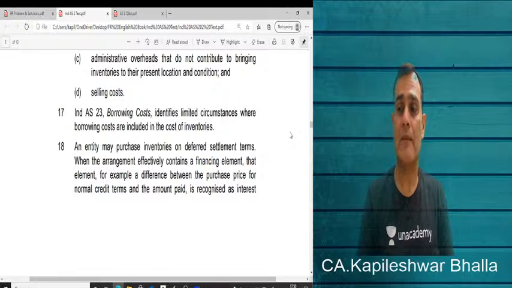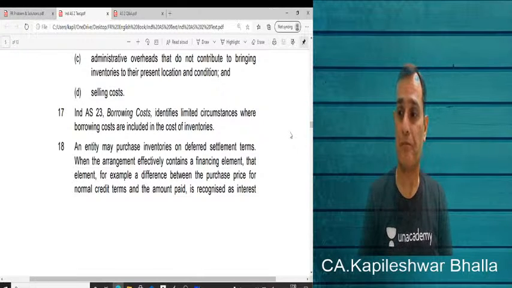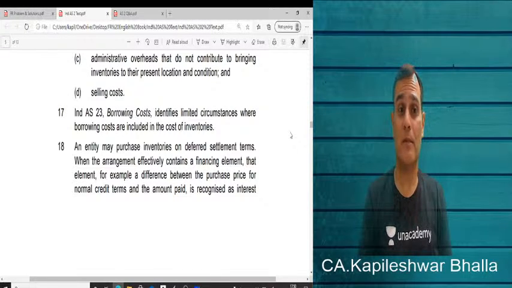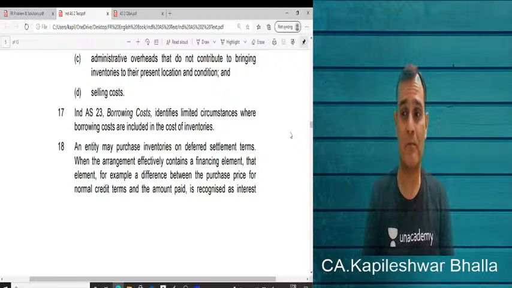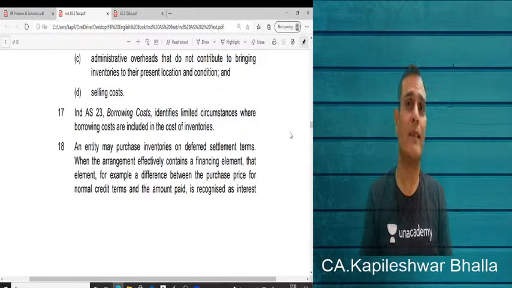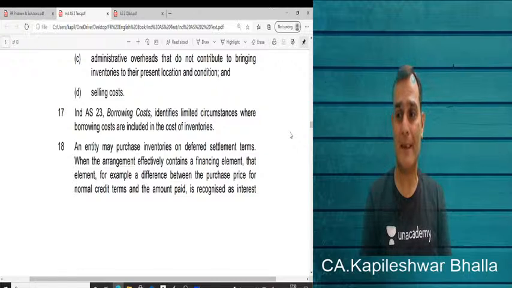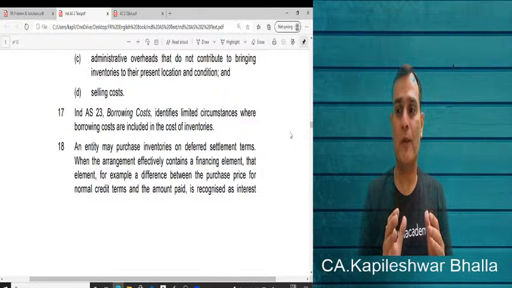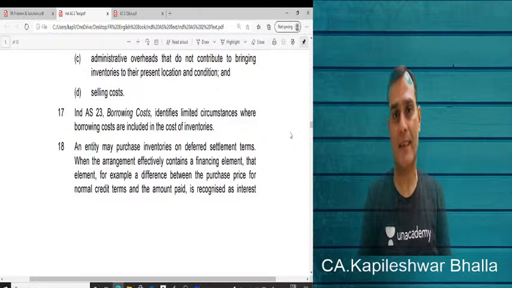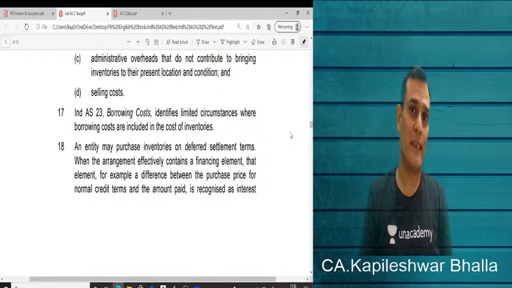Trust me, many times when you ask people whether inventory is a qualifying asset, I don't know for what reasons, people sometimes immediately say, no sir, inventory cannot be a qualifying asset. And if you ask them the reason, they say, sir, this is a current asset. How can a current asset be a qualifying asset? So at the first instance, let me clarify that inventory, in spite of the fact that it's a current asset, can be a qualifying asset.